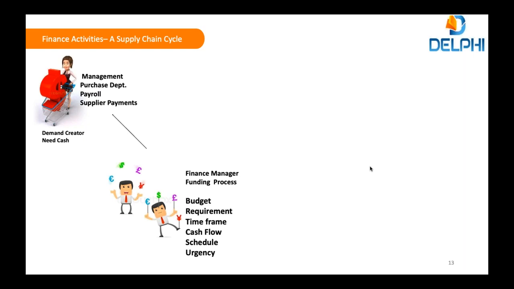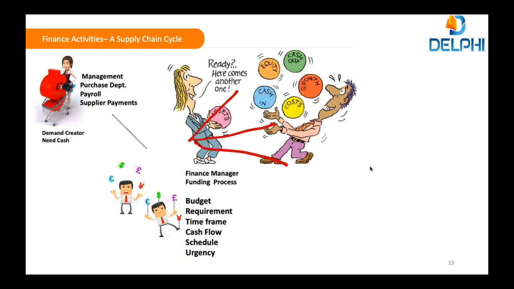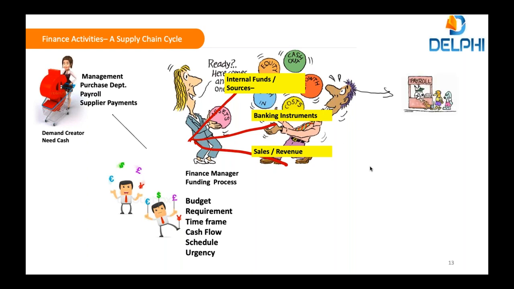Okay, so he has a budget, he has a requirement, he has a cash flow, he has a time frame, he has a schedule, he knows the urgency of when the things are going to be needed. So he goes into the market and sees what internal funds or sources of income he has. He uses some banking instruments if the cash is a shortfall, because he has to balance the payments, or he also checks the sales and revenue, the receivables and everything. Now after doing that, there will be a shortfall or not a shortfall.